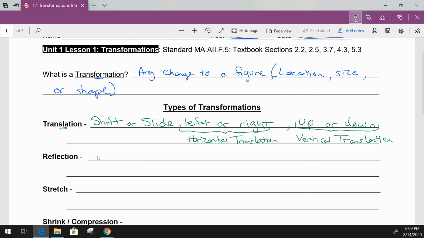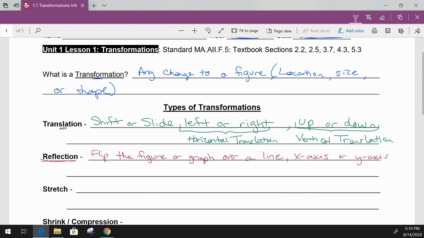The next type of transformation is the reflection. So a lot of students just call it a flip, but basically the graph or the figure flips over. So flip the figure or graph over a line. Now we are going to be focusing on the X and Y axis. So primarily the X axis and or Y axis.